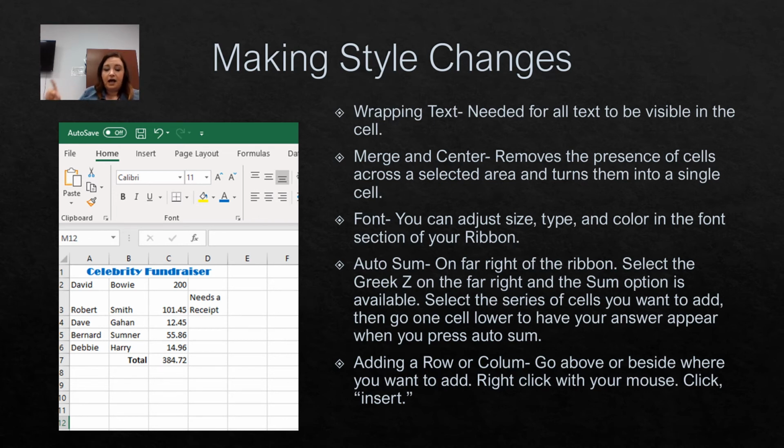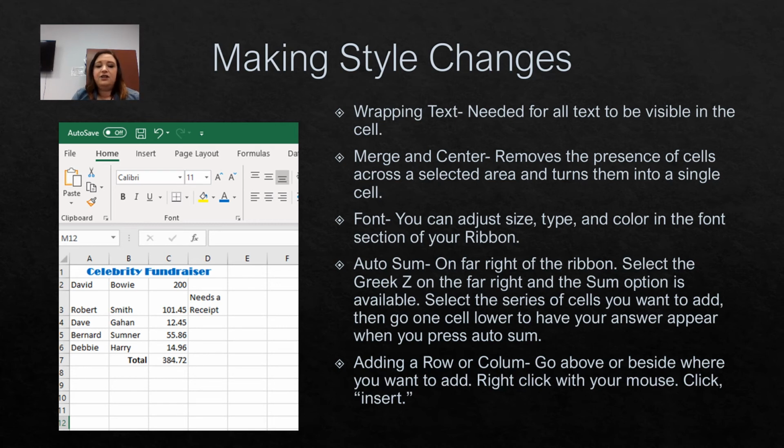Now on the right-hand side of your ribbon, there is a backwards looking E. It's a Greek style Z, or a Greek style E. And so what you'll do is you'll actually click on that, and that's called auto sum. And what that does is it calculates and inserts the formula for you into that bottom cell. So you'll actually see what the cell total will end up being. And if you were to click over the top of the 384.72 and then look in your formula bar, you would see the actual formula that was there, which is pretty cool.